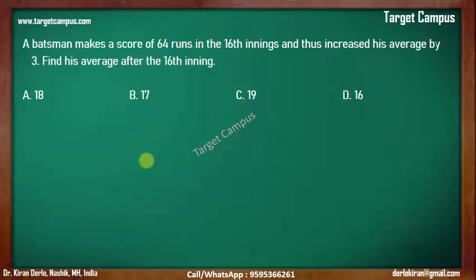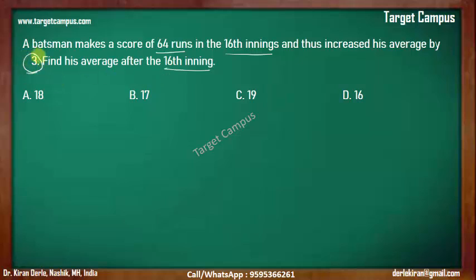Let's move ahead. A batsman makes a score of 64 runs in the 16th innings and thus increases his average by 3. Find his average after the 16th inning. Okay, we'll again see this example with two methods. A batsman makes a score of 64 runs in the 16th innings, and thus increases his average by 3.